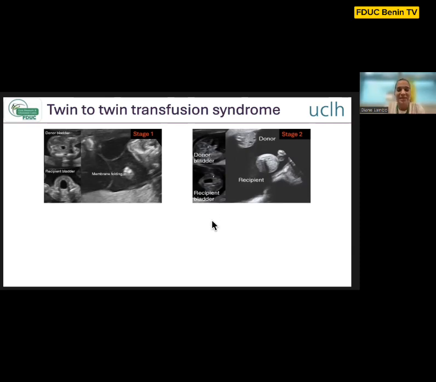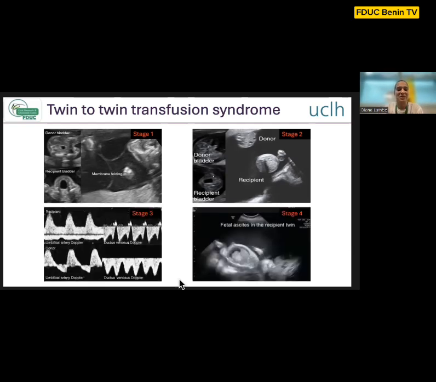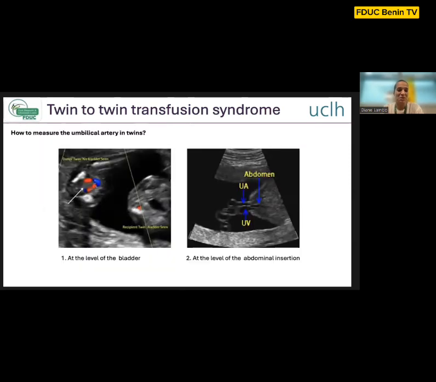And again, it's just looking slightly polyuric, where it's just a little bit enlarged. Stage 3 is where you start to get your Doppler abnormalities. So you can see that there's reverse flow in the umbilical Doppler, or you've got reverse flow in your A wave for the ductus. And stage 4, again, as I said, you can see the development of ascites or other features of hydrops in your recipient twin. And of course, stage 5, which I haven't shown here, is fetal demise of one or both.